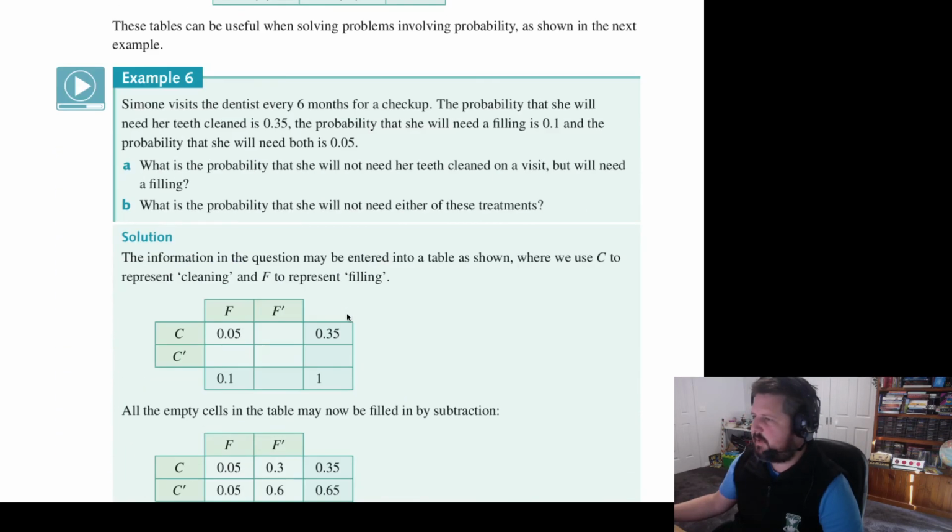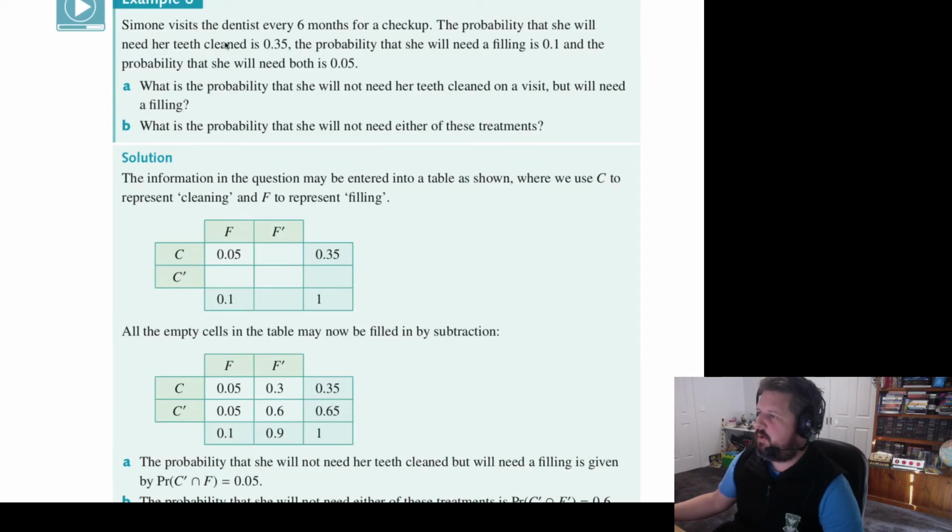So an example of that is as follows. We've got Simone. She visits the dentist every 6 months for a checkup, which is good for her teeth. It says the probability that she will need her teeth cleaned is 0.35. The probability that she will need a filling is 0.1. The probability that she'll need both a filling and her teeth cleaned is 0.05. Cool. So based on this information, you can start to create the table. So again, we're denoting C is cleaning teeth, F is filling, obviously F dashed is not filling, not cleaning teeth is C dashed.